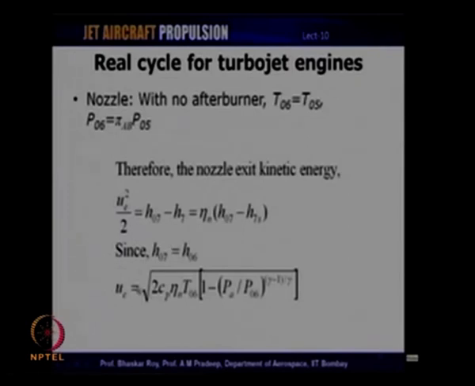So, if you simplify that, we get the exhaust velocity, which is equal to the square root of 2 Cpg into eta n, the nozzle efficiency, into T06 into 1 minus Pa by P06 raised to gamma minus 1 by gamma. So, we have now calculated all the parameters required for determining the thrust and the other performance parameters like the efficiencies and so on.